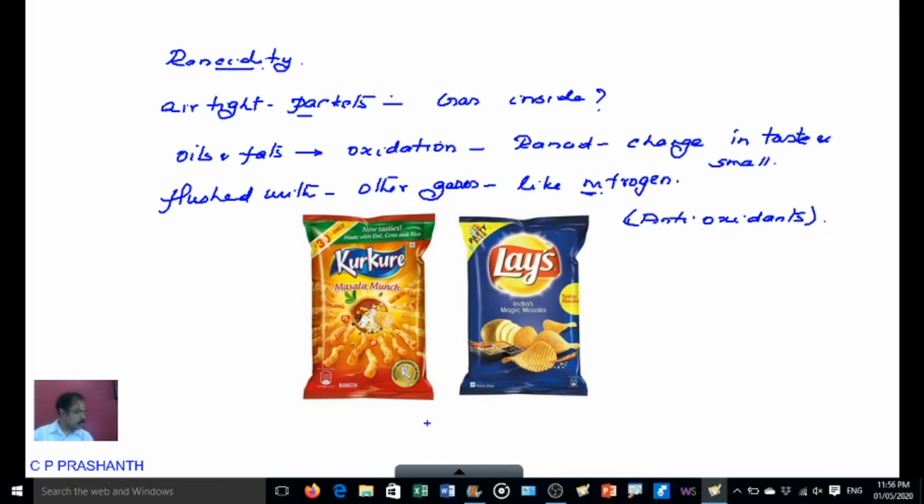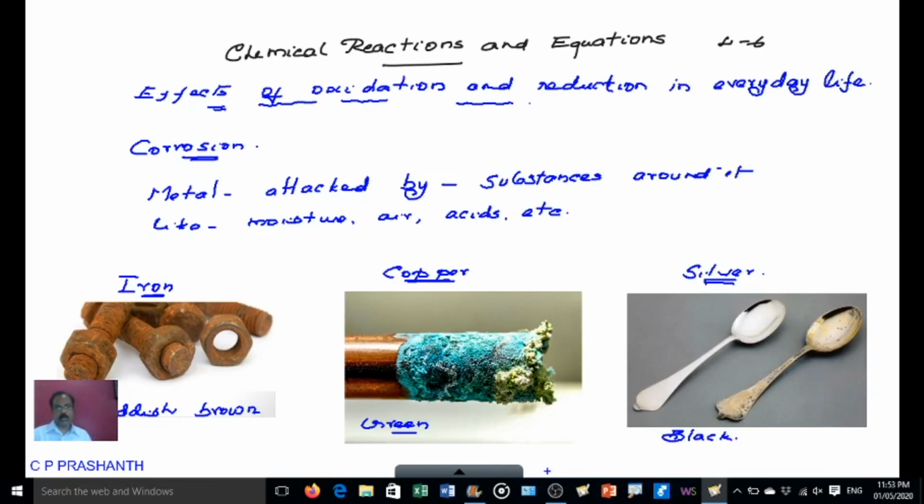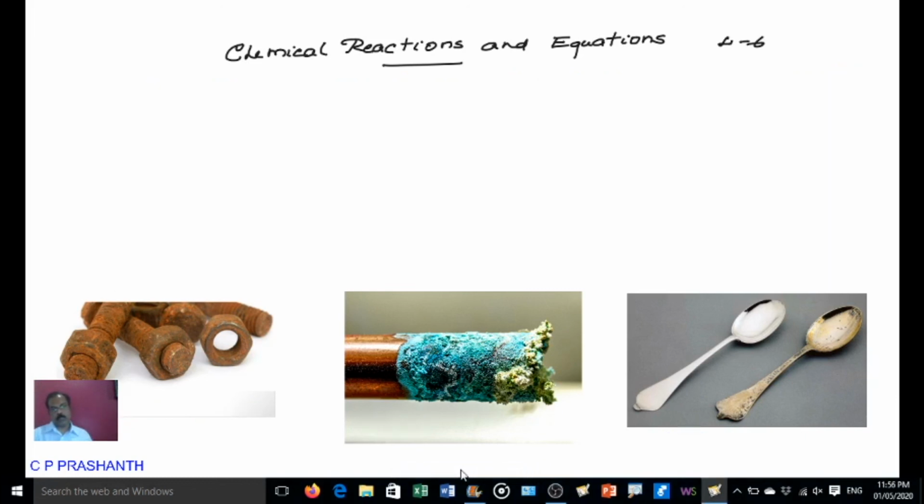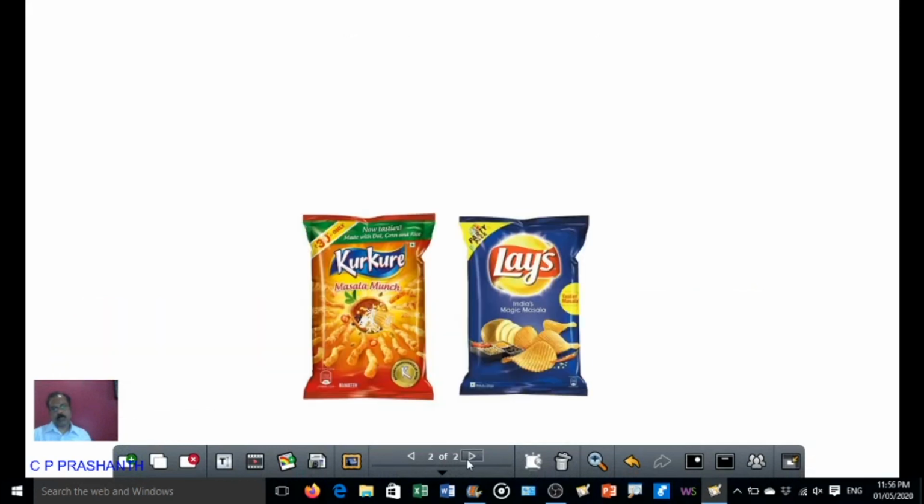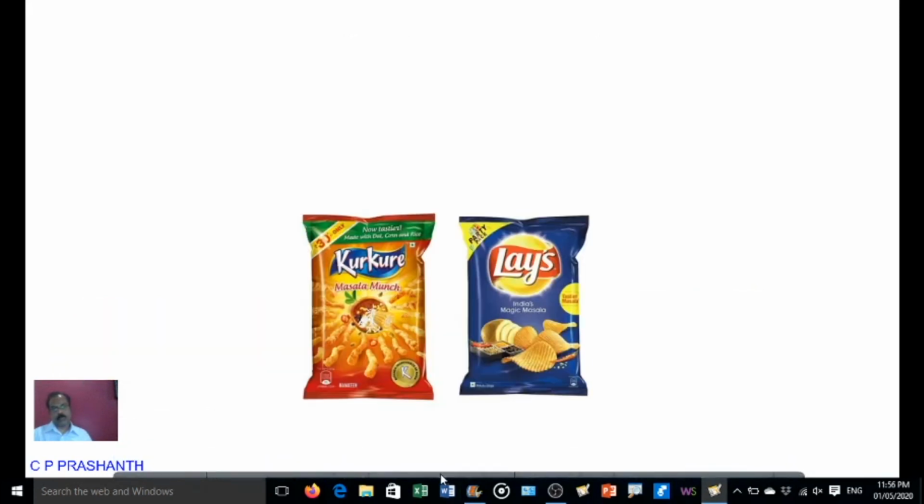So anything which prevents oxidation is called an antioxidant. Thus rancidity can be prevented, and that is the reason these packets are filled with gases except oxygen. Gases like nitrogen can be used.